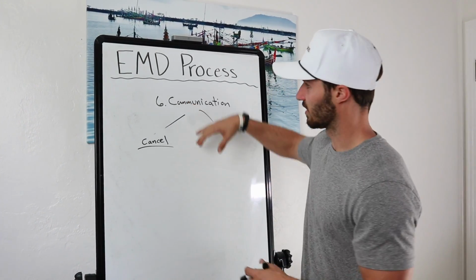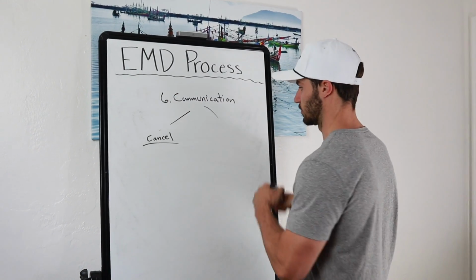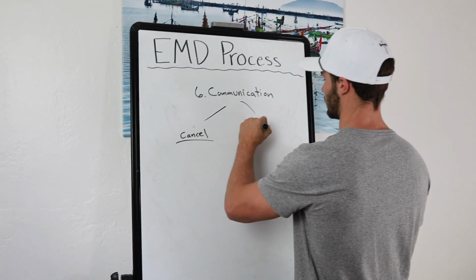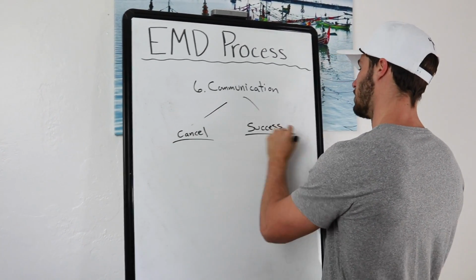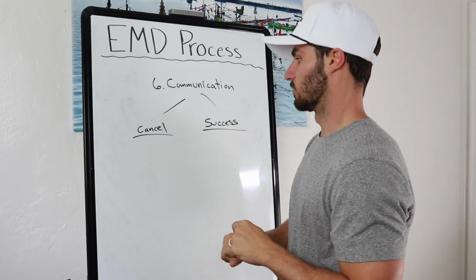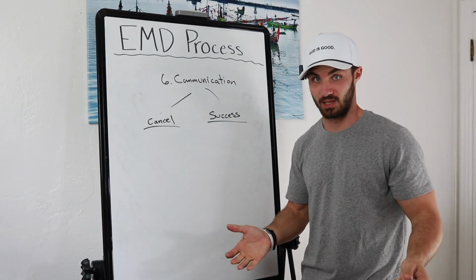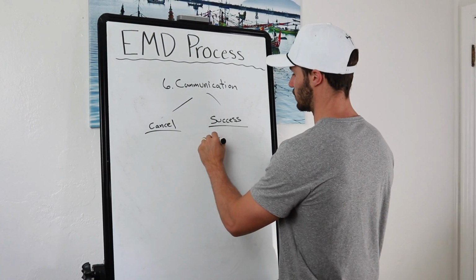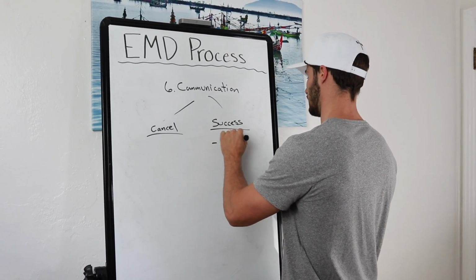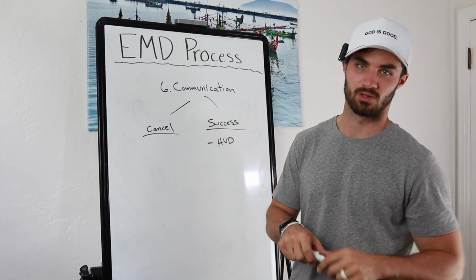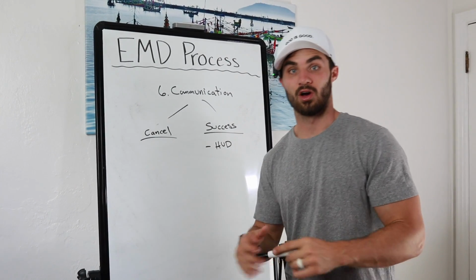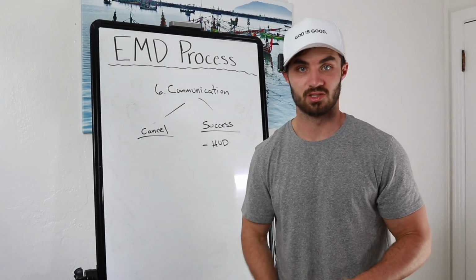But let's go with the other path, since that's actually our process, which is success, right? The transaction's actually going through. We're good to go. Now what are we doing? Well, if it's going to be a successful transaction, then that means you're going to get paid, right? And if you're going to get paid, then you need to do a confirmation of the HUD, which is like the closing statement or the ALTA statement or whatever. The HUD is what outlines where all the money is going in a transaction.